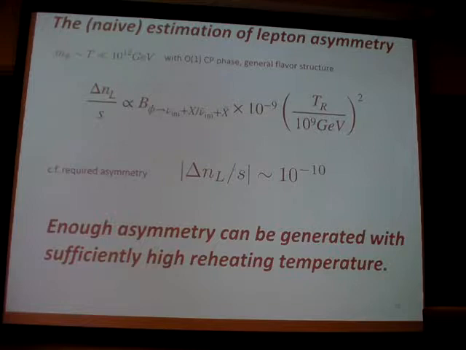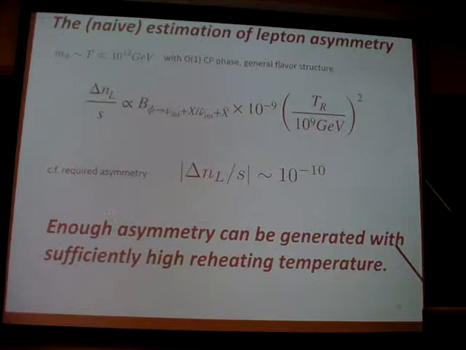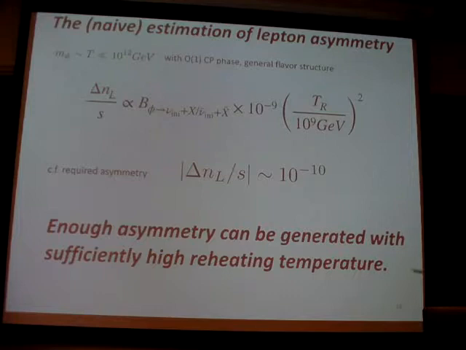So I would like to remind you that the required lepton asymmetry of the universe, which can be converted into the baryon asymmetry of our universe via the sphaleron process, is around 10 to the minus 10. So if the reheating temperature is greater than 10 to the 8 or 10 to the 9 GeV, enough asymmetry can be generated due to the neutrino oscillation during the thermalization process. So this is the main result of today's talk by the naive estimation. In the following, I will confirm this result by solving the kinetic equation. So I will confirm this result in a numerical way.